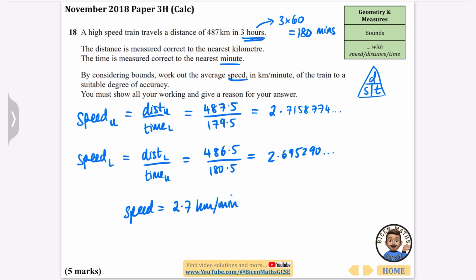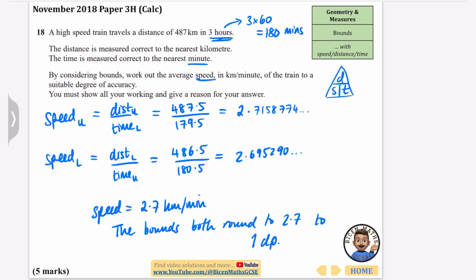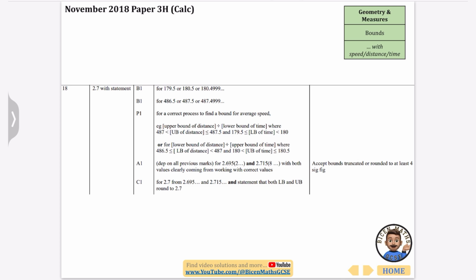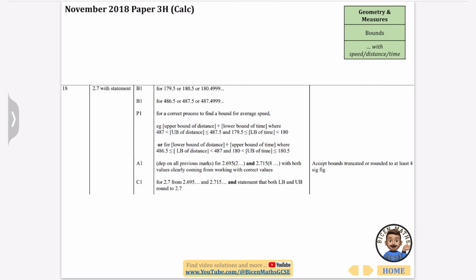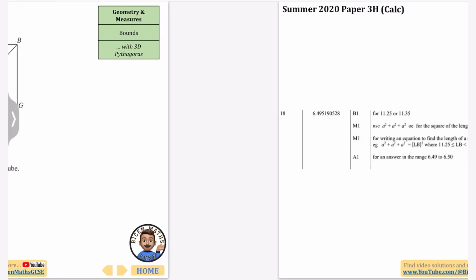And the reason I'm going to say that is the bounds both round to 2.7 to one decimal place, or you could say two significant figures. So let's check we've got the 2.7 there. We do have the 2.7, and we have the 2.695 and the 2.715 that we've got there. Okay, this I think is the last one.